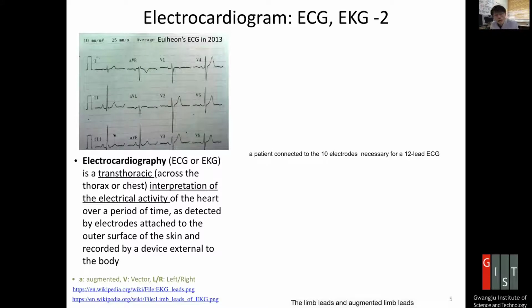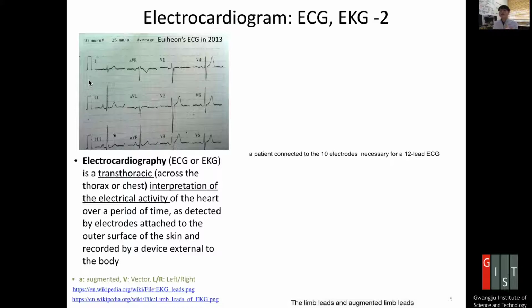So I brought my own ECG diagram, which I begged the nurse for. Please give me this so that I can share it with my students. Look at this, it was recorded in 2013. I've got this strip of my ECG diagram, which is written on top of grid lines, each one millimeter. And these grid lines have a meaning.